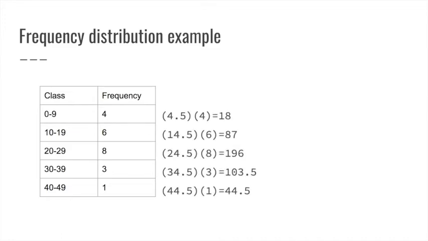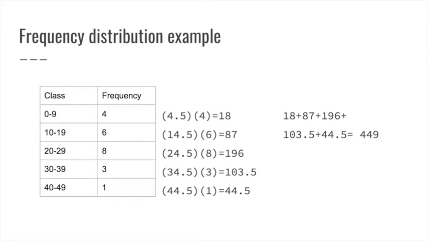And what we do is we take each of those values and multiply by the frequency. So the 4.5 gets multiplied by 4, the 14.5 gets multiplied by 6, and so on and so forth. So we're getting all of these products here on the right hand side, and we're going to take all those products and add them up. So when we do that, we get 449. Okay, so that's the sum of all of these products.